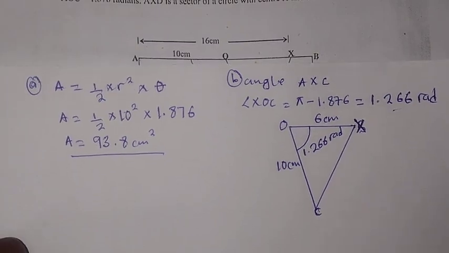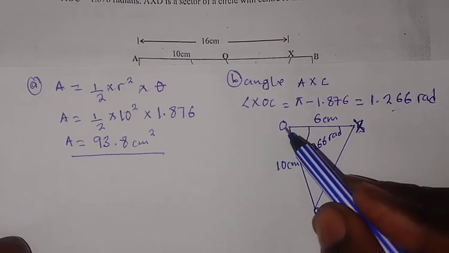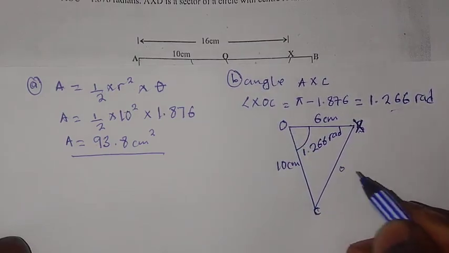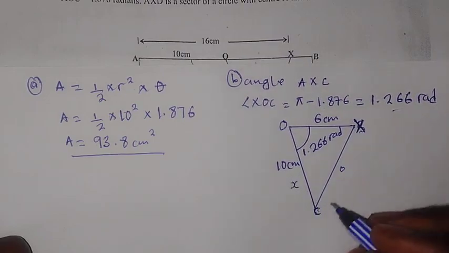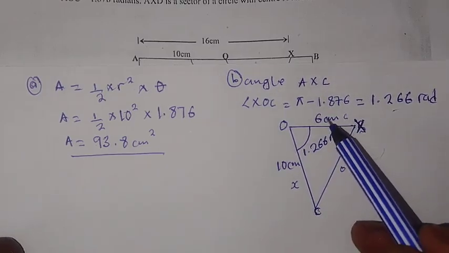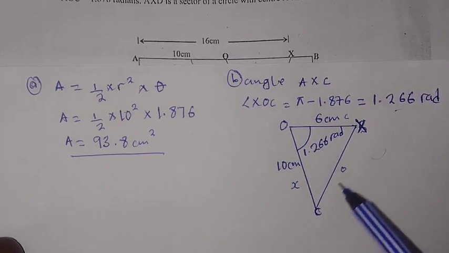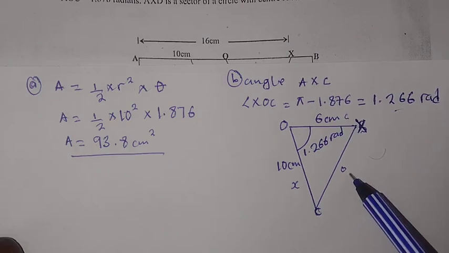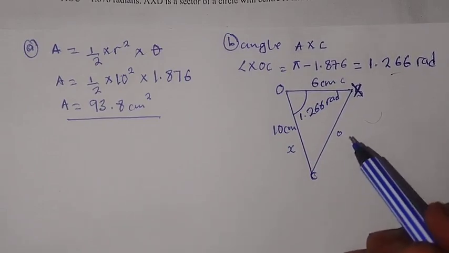Alright, so now let us find the distance CX. This is capital letter O, here we are going to have small letter o. Capital letter X, small letter x. Capital letter C, small letter c. Since we have two sides and an angle, and we need to find the third side, we are going to use the cosine rule.